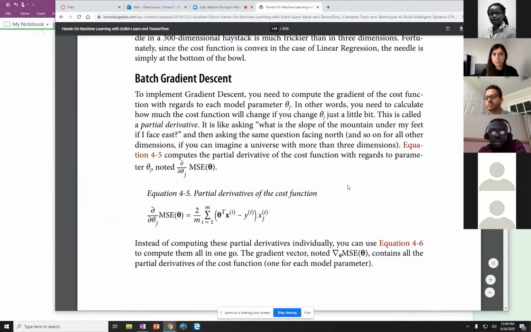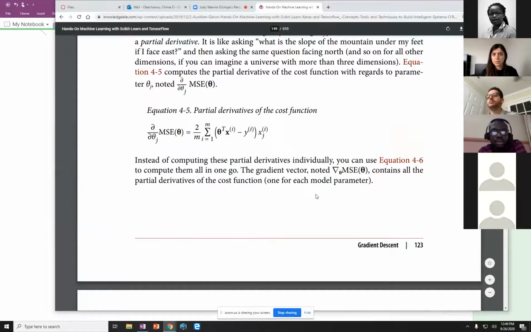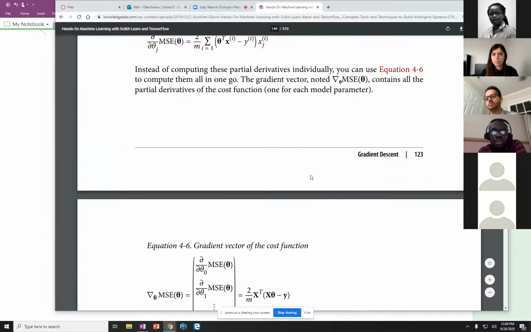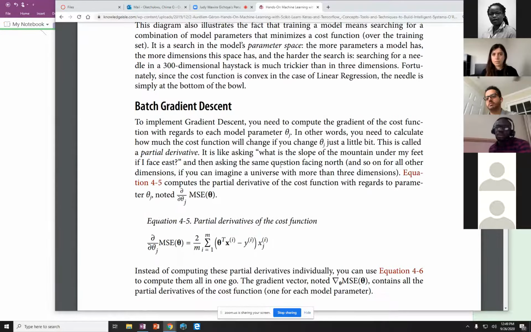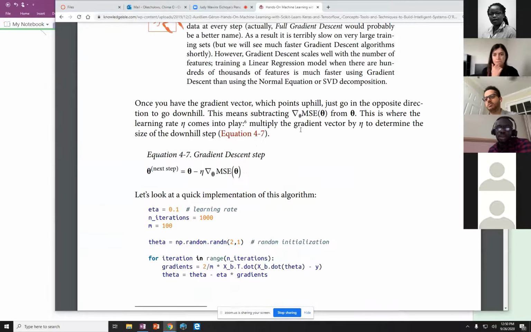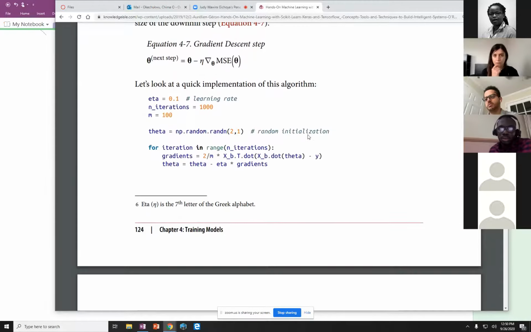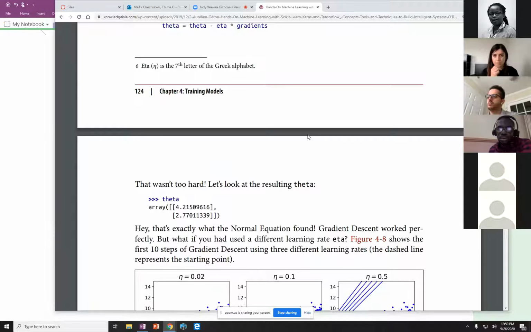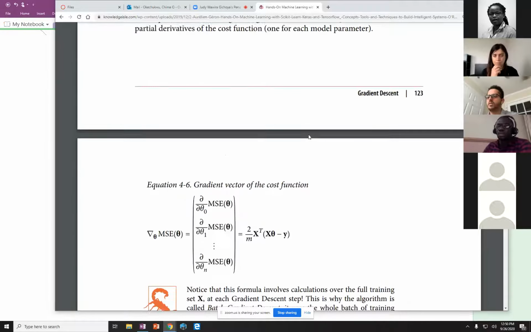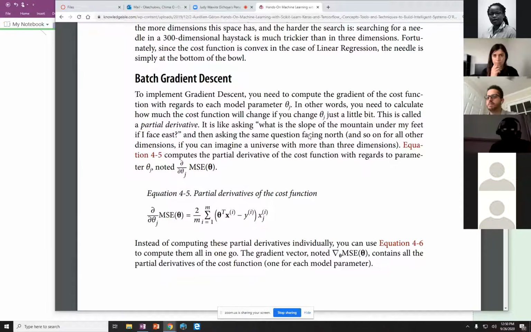Okay. So with batch gradient descent, what you do is you use the entire, you calculate, okay, so you basically use all your data. I was looking for where he said it.